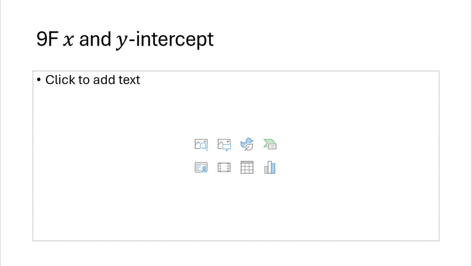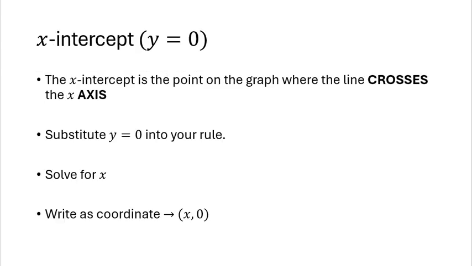The second half, this is chapter 9F right here. So we're just going to be finding the x and the y intercepts, okay? So the x-intercept, you just make sure y is equal to 0, okay? So the x-intercept is the point on the graph where the line crosses the x-axis, okay?